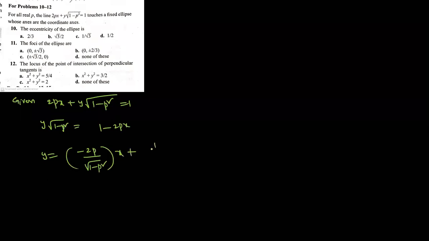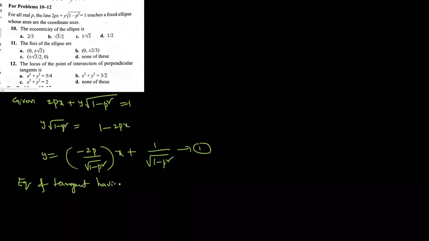Given 2px plus y into root over 1 minus p square is equal to 1, which touches the fixed ellipse, meaning this one is also a tangent. Write down the format. What is the format? 1 minus 2px. What is the value of y? Minus 2p by root over 1 minus p square into x plus 1 by 1 minus p square. This is the one. Now this is the tangent. But actually, what is the equation of the tangent?